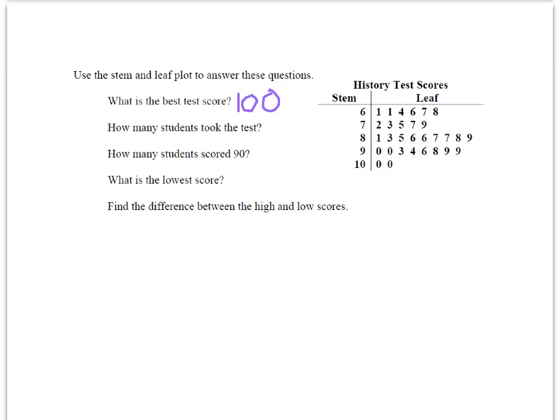How many students took the test? So now I need to go through and I'm going to add up each row. In the 60s, I had 6 students take the test. In the 70s, I had 5 students take the test. In the 80s, I had 9 students. In the 90s, I had 8 students.